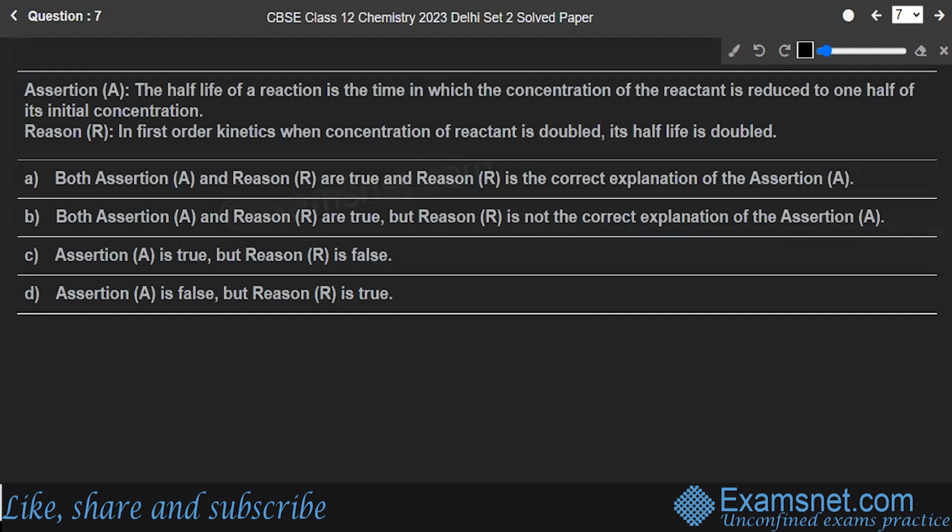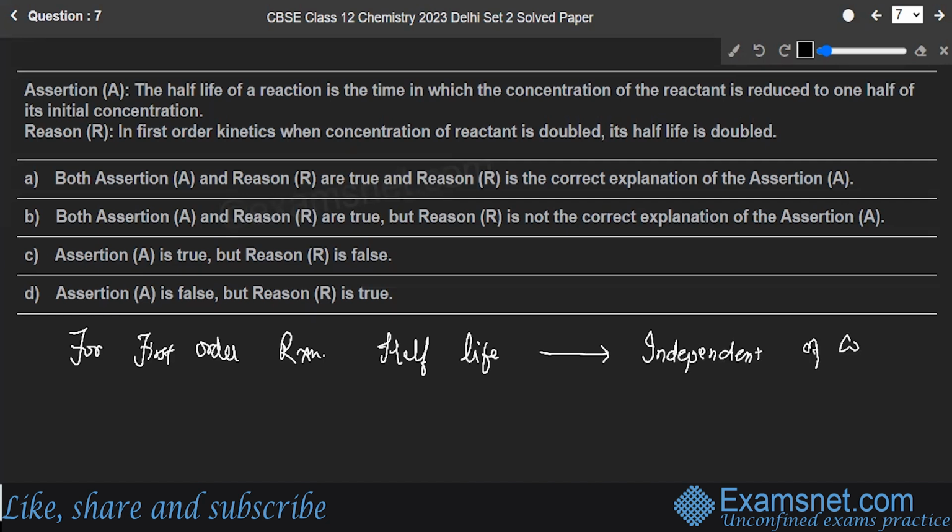Question number 7. The half-life of a reaction is the time in which the concentration of the reactant is reduced to one half of the initial concentration. This is right. Reason says in first order kinetics, when the concentration of the reactant is doubled, the half-life is also doubled. No, this reason is wrong. For a first order reaction, half-life is independent of the initial concentration. So hope you are clear with this. We have C as the right answer. Hope you got that.